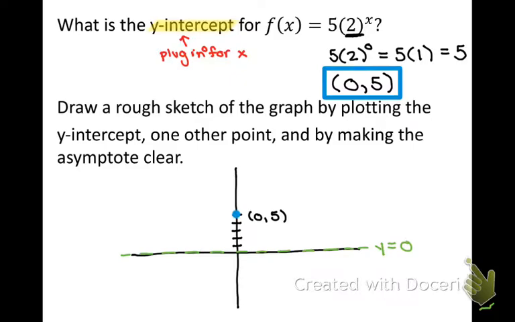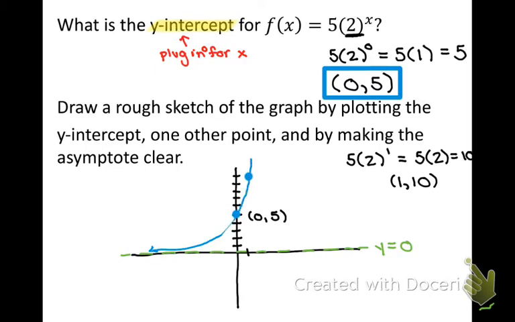Okay. I need one other point. We can pick any point we want. You can use your calculator to help you with this, or we can plug in a number. Let's plug in 1. 1's easy to plug in. 5 times 2 to the first. Again, order of operations, we're going to do 2 to the first. So 5 times 2, which would give us 10. So this would give me the point 1, 10. So let's see, we'll go over 1, up 5, 6, 7, 8, 9, 10. This is just a rough sketch, but we would have the following shape. There we go.